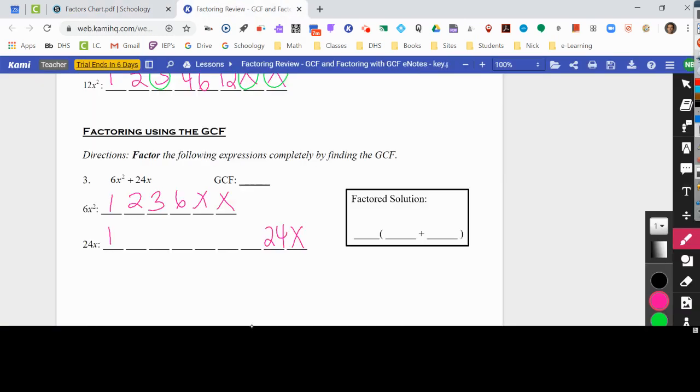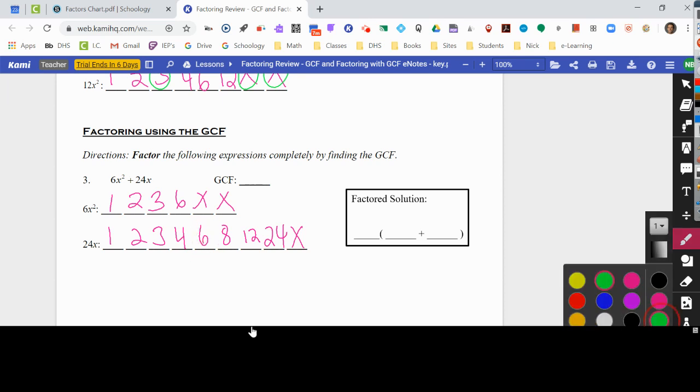So I want to list these in order: 1 times 12, 3 times 8, and 4 times 6. Now I want to circle. This is where it's more important to circle so we know what's used up and what's not used up. So I look at my numbers. I have 1 and 2. 1's in common, 2's in common, 3's in common. It looks like 6 is going to be my greatest number in common. And now I want to circle my variables that are in common.